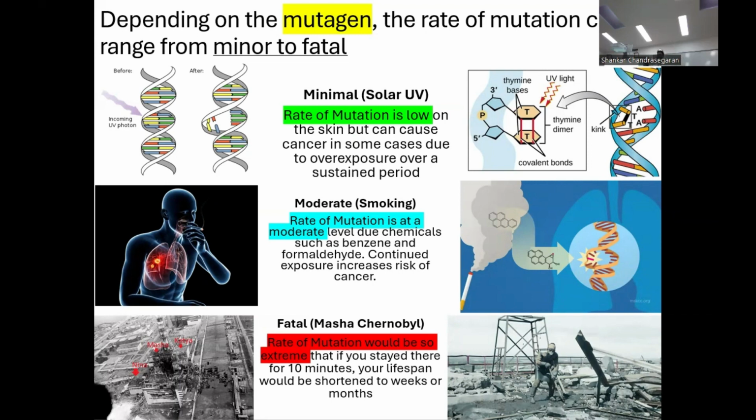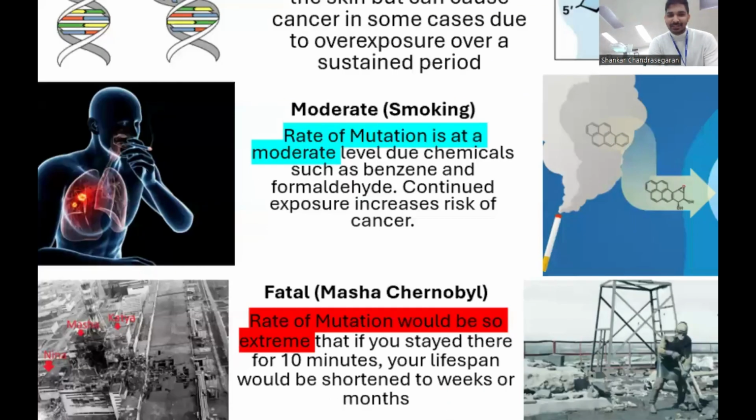Another one is smoking. Cigarettes have chemicals within them that can actually act as a mutagen as well, such as benzene and formaldehyde. And that can actually lead to mutations happening within your lungs, and continued exposure can increase your risk of cancer.